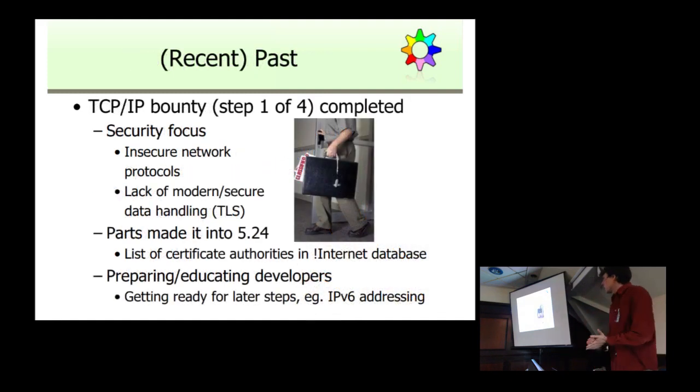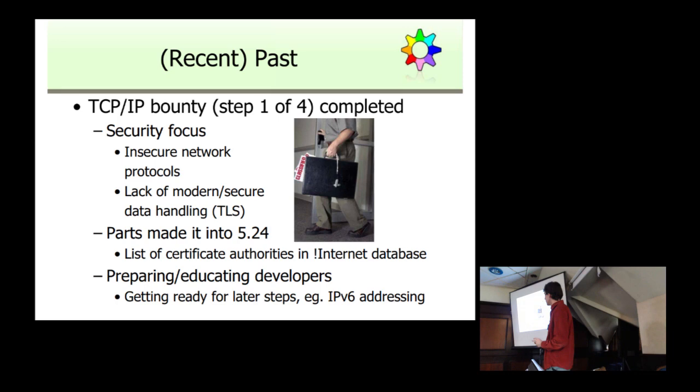So just closed, as in just completed in the last 24 hours, is the first step of the monster TCP/IP bounty. This one was primarily about improving the security of the network stack, so throwing away all of the old crusty SSL support that we used to try and limp by on and replacing it with much more modern TLS support. So that's a protocol that you use to talk securely to servers. So if you're exchanging banking details, that sort of thing, the previous security software was sufficiently old that you can now crack that in real time on a modern computer because it was more than 10 years old. So that's now all been updated.